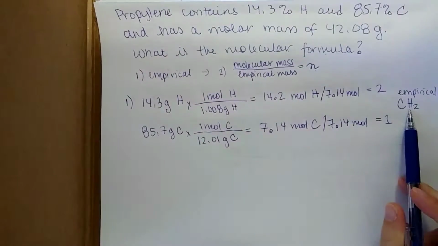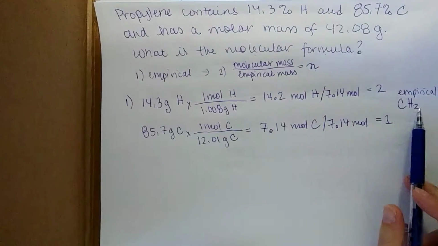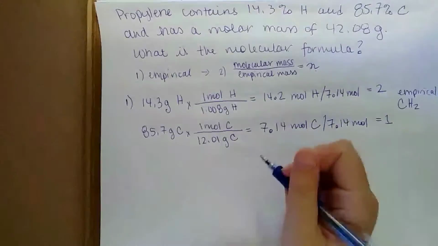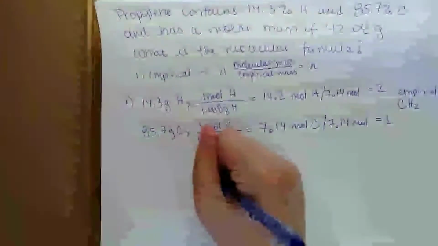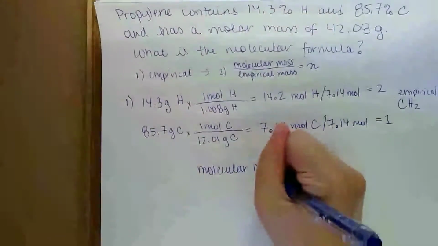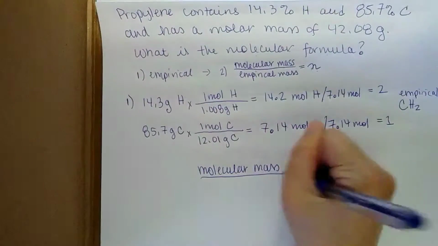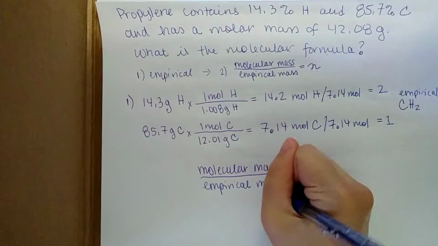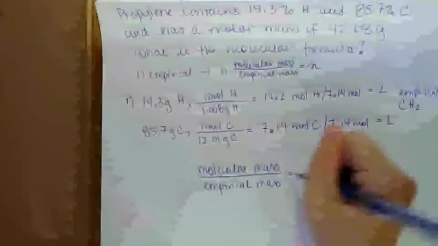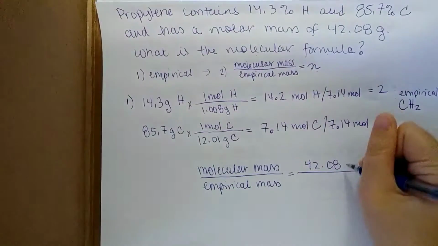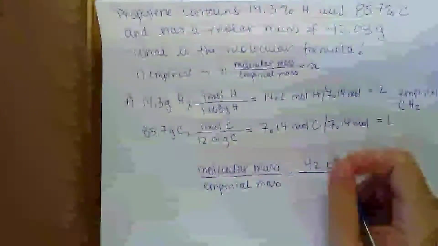So once we have our empirical formula, we can find the molar mass of it and evaluate this expression here. So let's write down the expression, I guess. Once again, here's the molecular or molar mass over the empirical mass. We know this to be 42.08 grams from the given information.